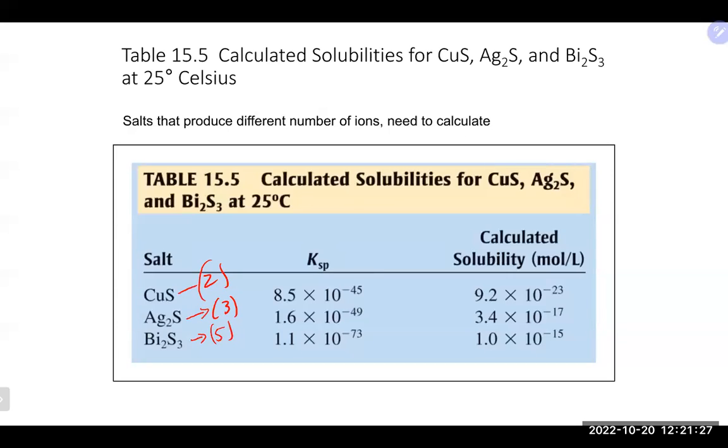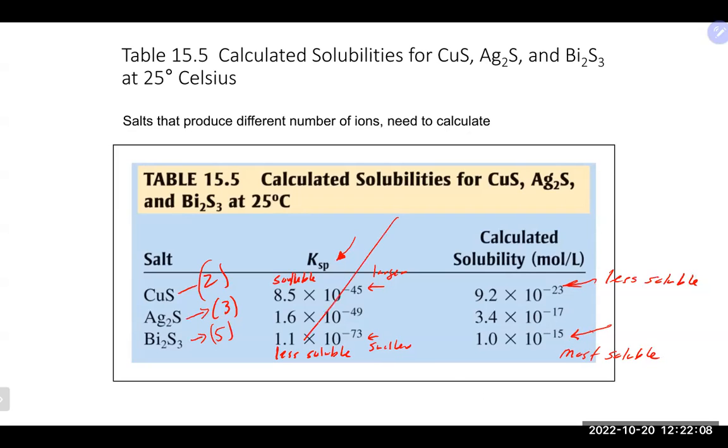If we went solely based off of KSP to help us determine solubility, what we would see is the larger KSP is this one, which would tell us that this one would be more soluble. And this is the smaller KSP. This one would be less soluble. But when you actually do the calculation, what you see is the opposite. When you do the calculation, it is actually this one that is the most soluble. And it is actually this one up on top that is the least soluble.